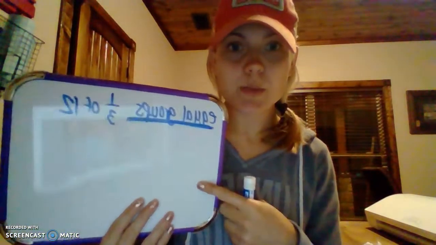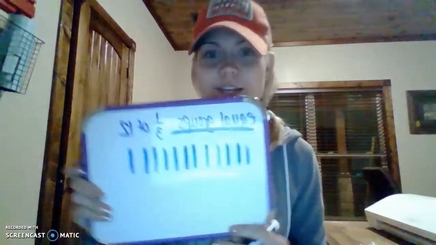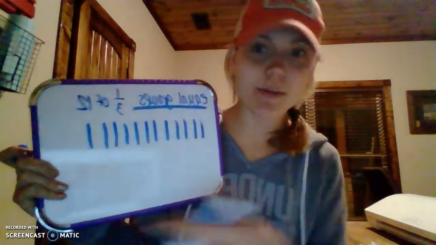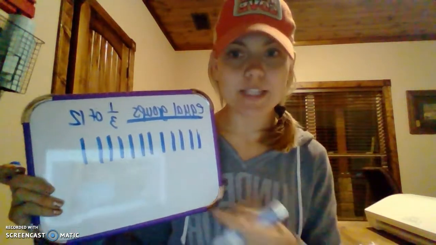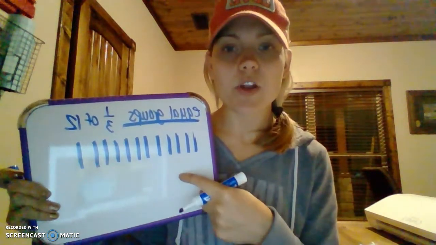So this equal groups model is going to look like, we have to have 12. Okay, so I'm not actually going to draw 12 Frisbees. I'm just going to draw 12 lines. So that represents Hoyt's entire toy collection. He has 12 toys. I want to figure out what 1/3 of the total number is, that's why I drew 12. That's where the 12 comes from. I want 1/3 of 12.